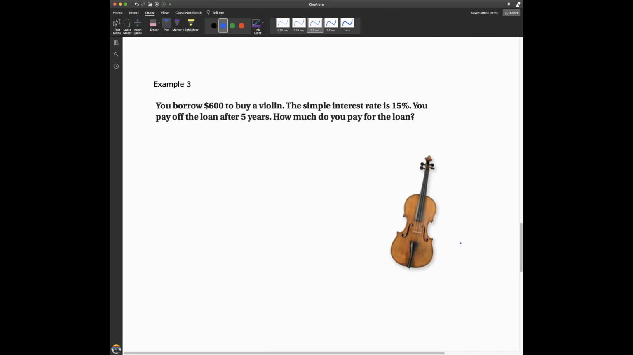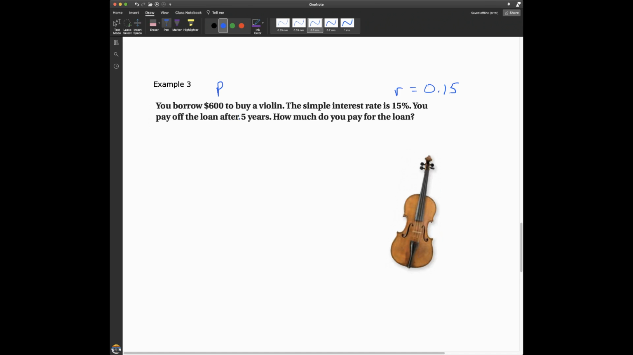All right, here's another example. You borrow $600 to buy a violin. So now you're borrowing money, and so this is your principal. The simple interest rate is 15%. Writing 15% as a decimal, 0.15.